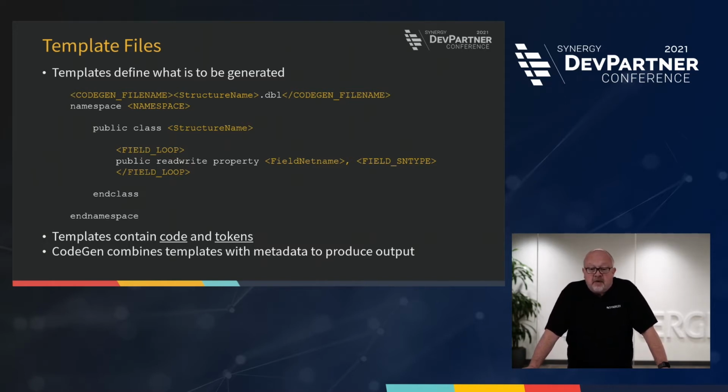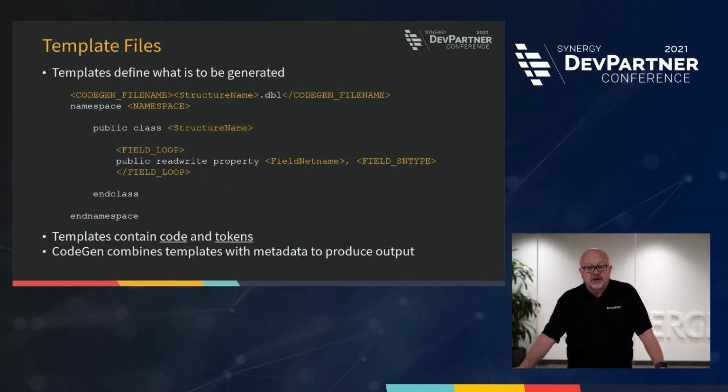And interspersed with that, we've got various what we call tokens. Those tokens cause CodeGen to do something specific. For example, you can see the CodeGen file name token at the top. You might be able to guess that that's determining what the output file will be called. Structure name is going to be the name of the repository structure that we're dealing with at this point in time. So generating from this template might generate something like customer.dbl or product.dbl.